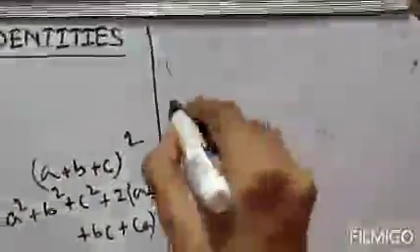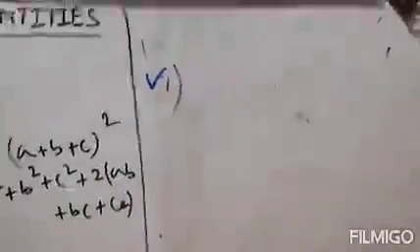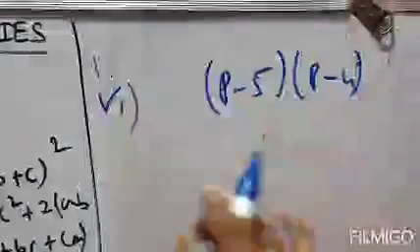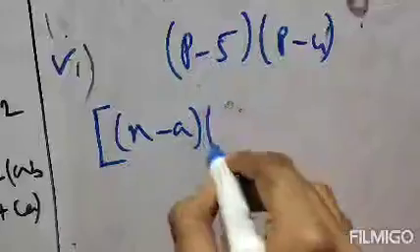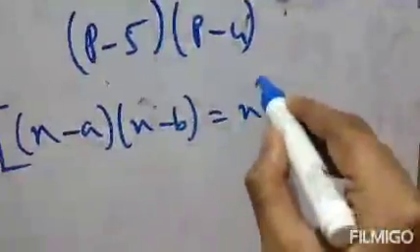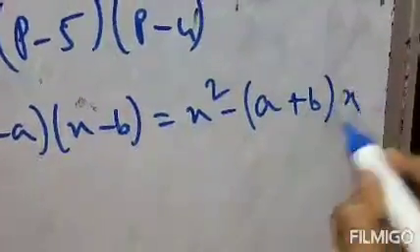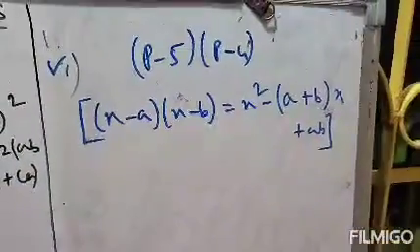Question number 6 says (p minus 5)(p minus 4). What identity is used here? See, both signs are minus. Therefore this identity will be used. Here both signs are minus, so what is the identity? It is x square minus (a plus b)x plus ab. This is the identity: x square minus (a plus b)x plus ab.